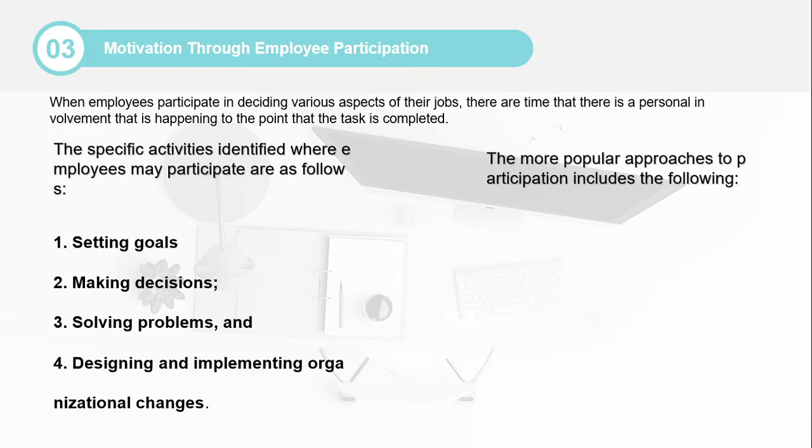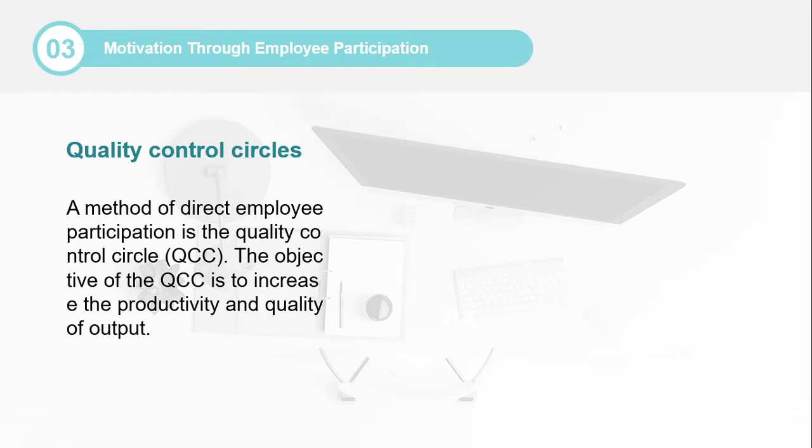However, the more popular approaches to participation include the following. First is quality control circles. Second is self-managed teams. Quality control circles. A method of direct employee participation is the quality control circle, or QCC. The objective of the QCC is to increase the productivity and quality of output.